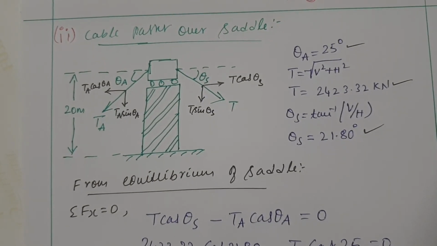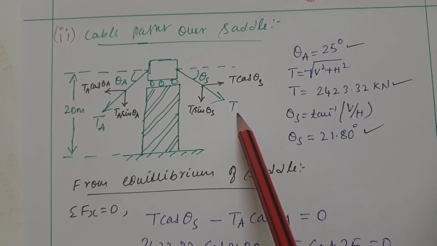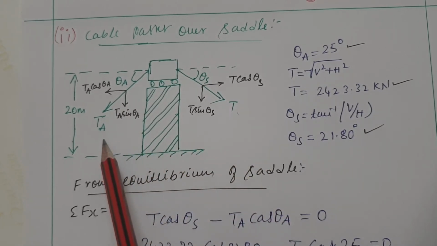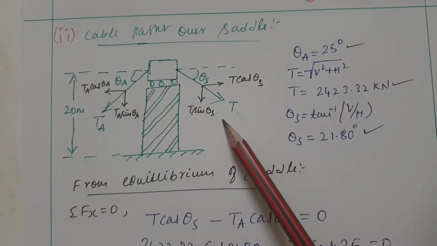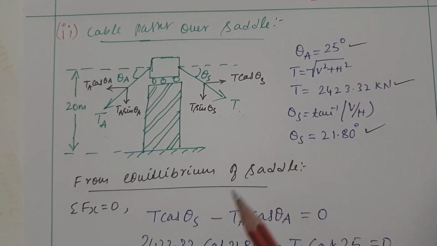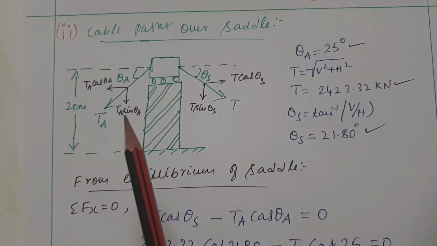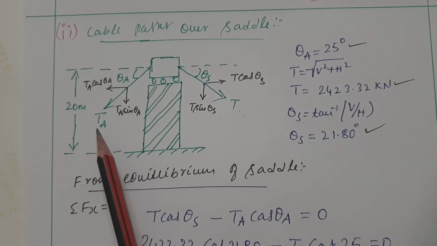Okay, if it is the case, tension in the suspension cable will not be equal to tension in the anchor cable. So for that, when the cable passes over a shuttle or roller support, we have to consider that here we have to calculate the tension in the anchor cable. For that we have to apply the equilibrium condition.